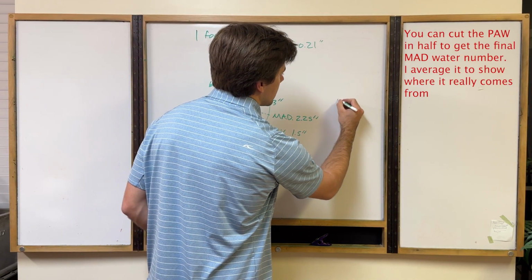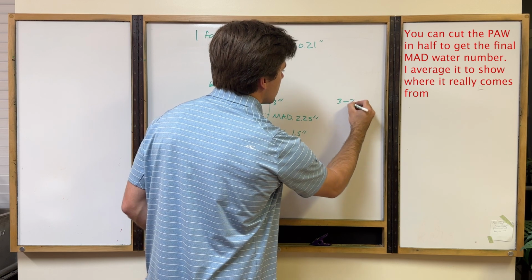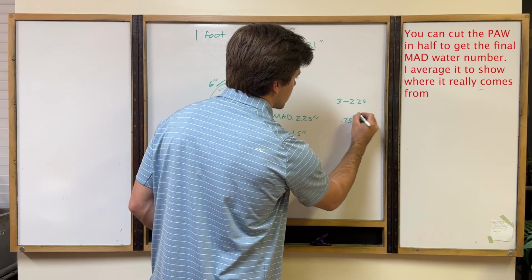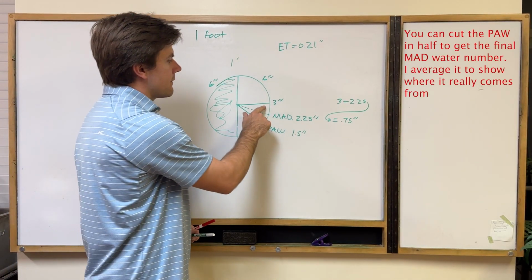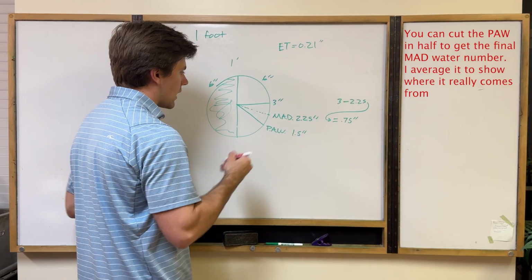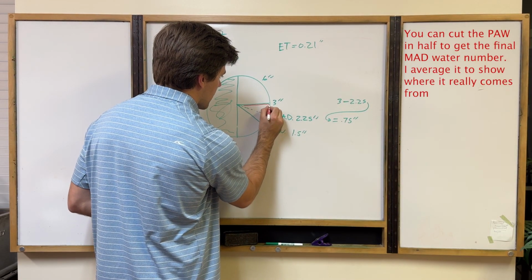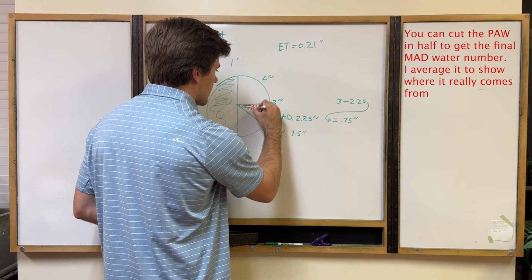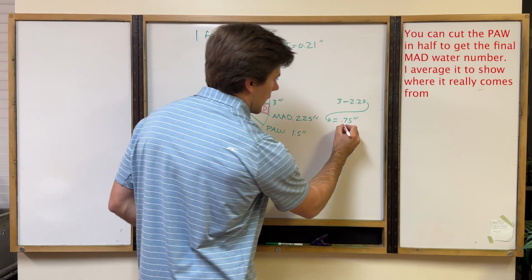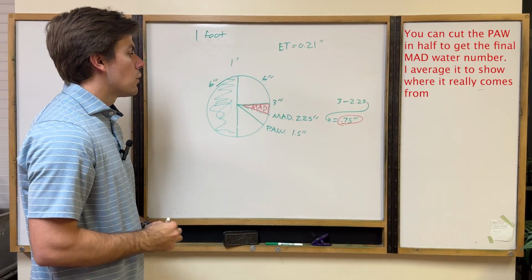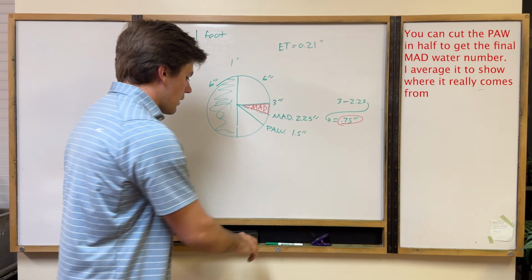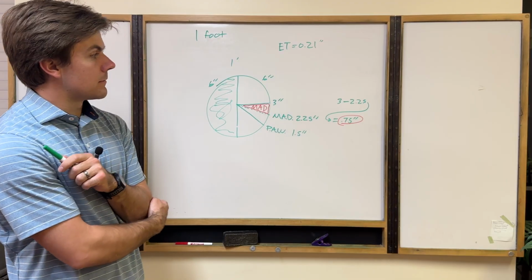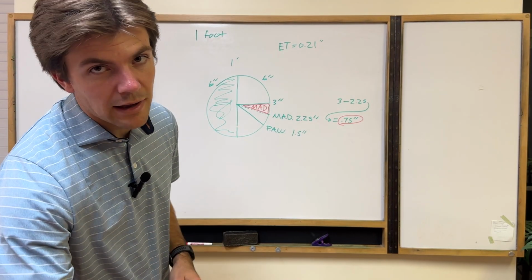So you're going to take 3 and you're going to subtract 2.25. That's going to leave you with 0.75 inches. So we have 0.75 inches of MAD water. I'm going to highlight this real quick just so it's a little easier to see. This is what we are caring about right here. This is MAD water, and that is MAD water. We have 0.75 inches of MAD water. Now what you're going to do is you can take this number and you can divide it by that number. And that is going to give you how many days you have before you need to irrigate.